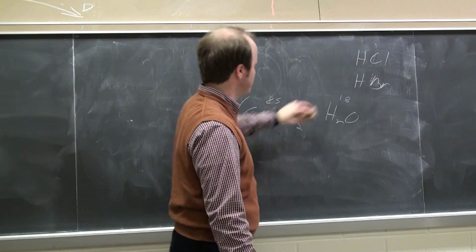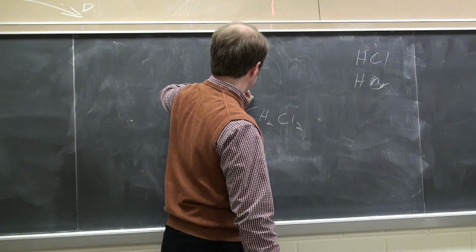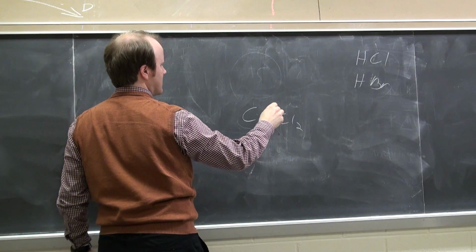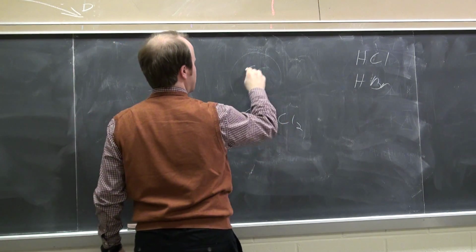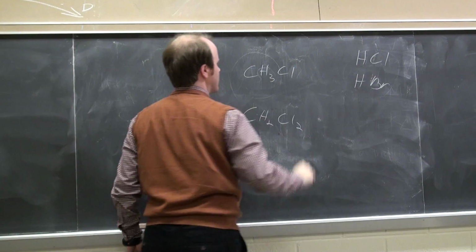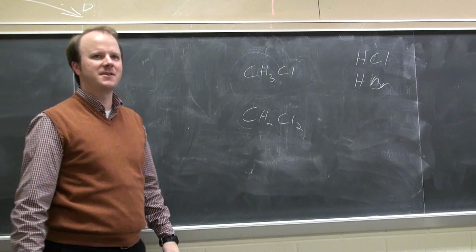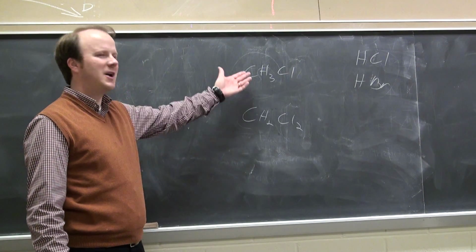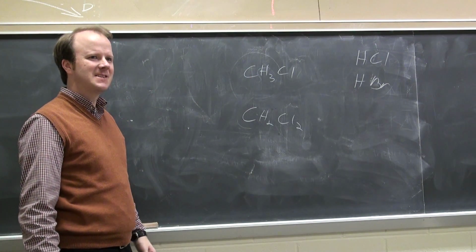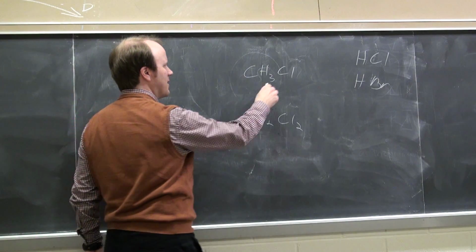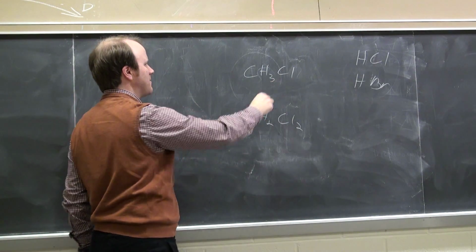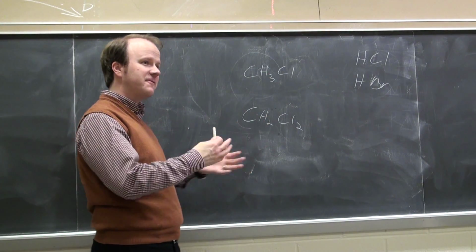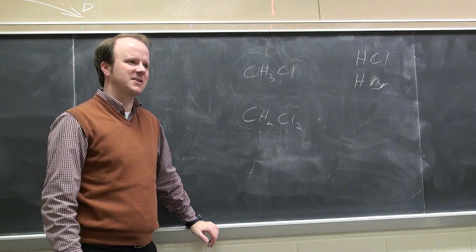Now what about, let's see, what about, which one is more volatile? Yeah, why? It weighs less, so you have a molecular weight effect. It's probably less polar because you have two chlorines here, right? So you can kind of figure some of these things out on inspection.